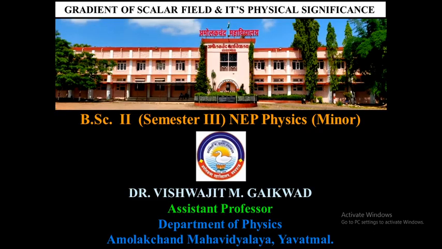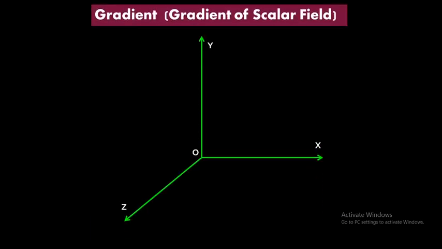Hello students, today we are going to study gradient of scalar field and its physical significance. Gradient of a scalar field. Consider a scalar field in terms of space coordinates x, y, z. Let O be the origin of the space. Consider a point P which has coordinates x, y, z in the scalar field.